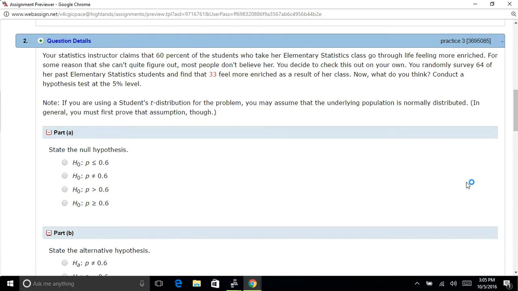Hi, we're going to keep going. And now we're going to work on proportion tests. So this is number 2 in the practice problems for chapter 9. So let's look at it.